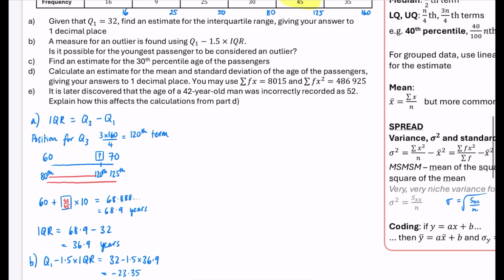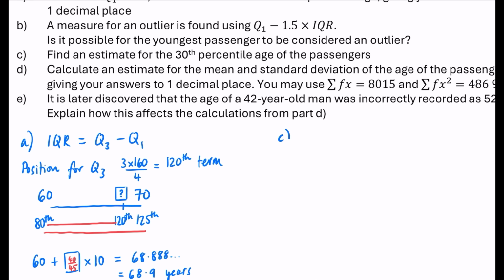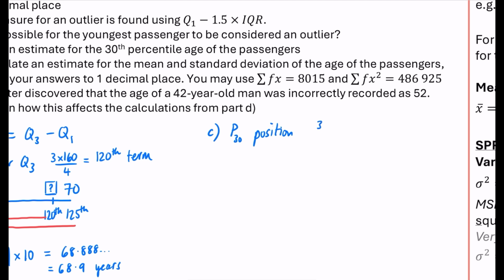So for part C of the question, it says, find an estimate for the 30th percentile age of the passengers. So 30th percentile, you can either do 0.3 times by 160. I'm actually going to do it with the method that I'd said on the other side. So this is for the 30th percentile position. We do a P with a little 30, a bit like here when we did the quartile, we used the letter Q. So I'm going to do 30% of 160. I think I can do that in my head because 10% is 16. And so 16 times 3 is 48. So it is the 48th position.